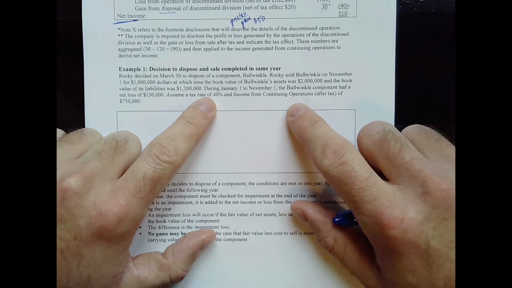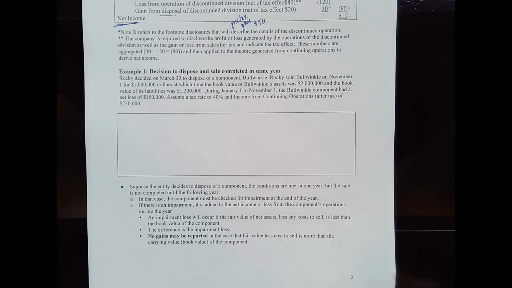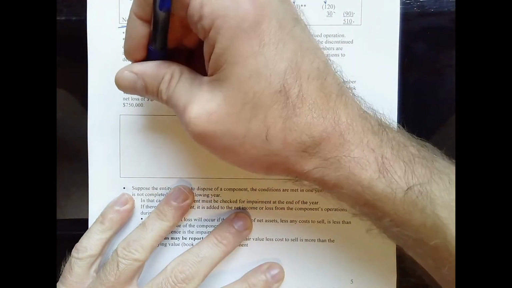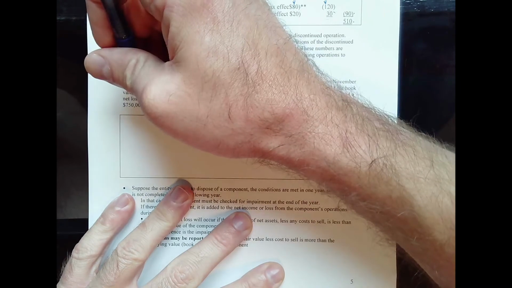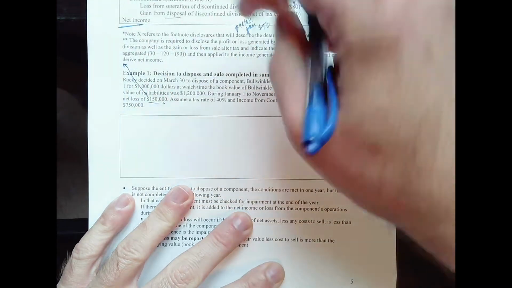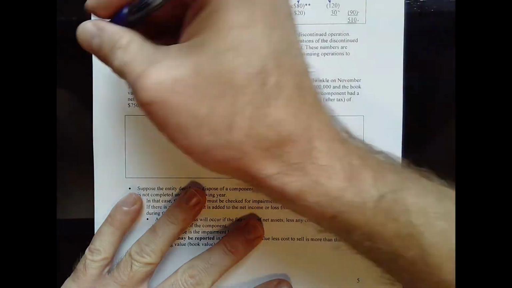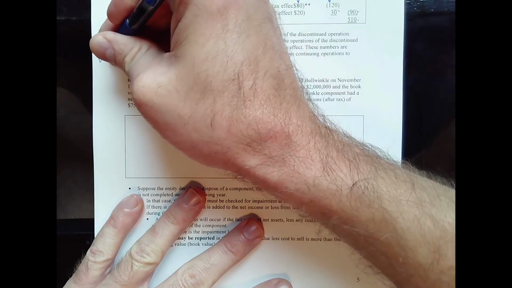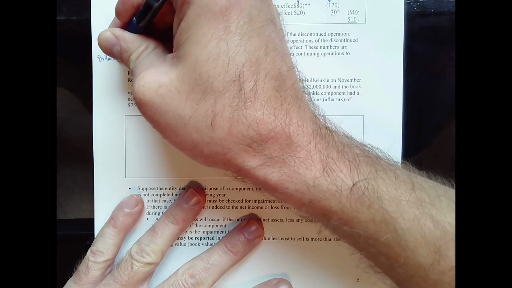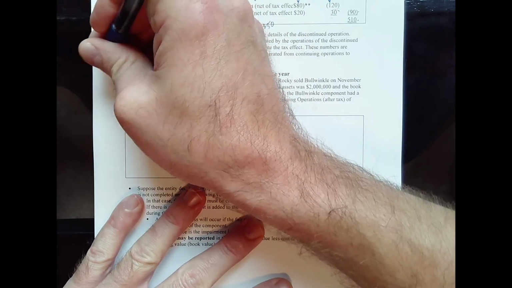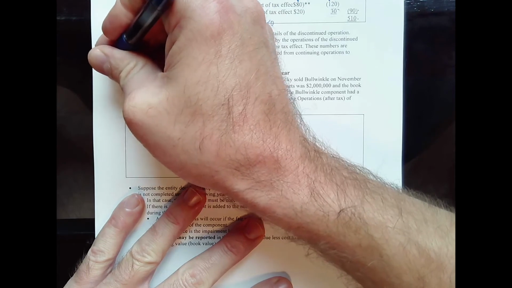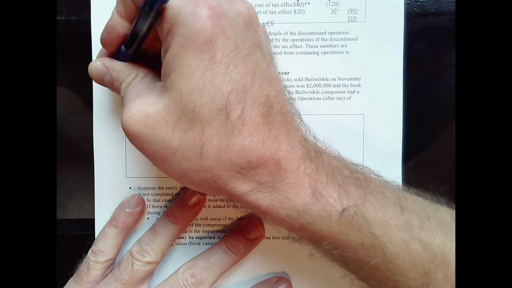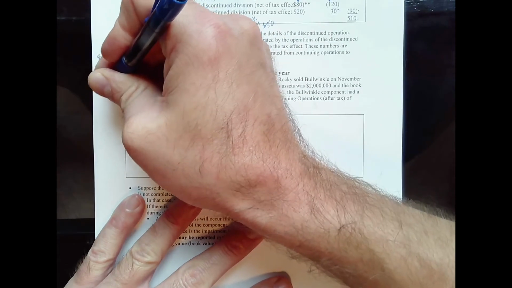During January 1st to November 1st, the Bullwinkle component had a net loss of $150,000. So again, this 150 corresponds to the revenues and the expenses of the discontinued component. So if we were just to separate out Bullwinkle and all of their revenues and expenses, then we would receive an amount of $150,000.